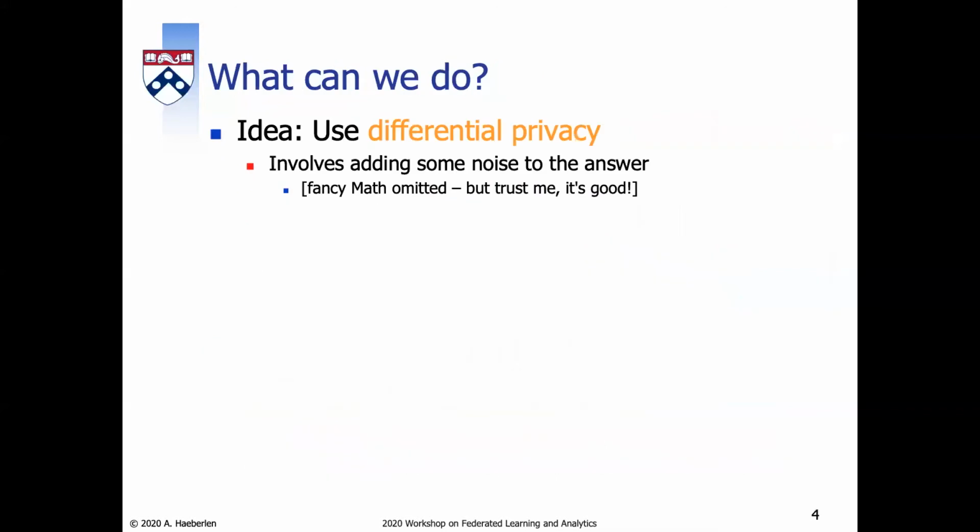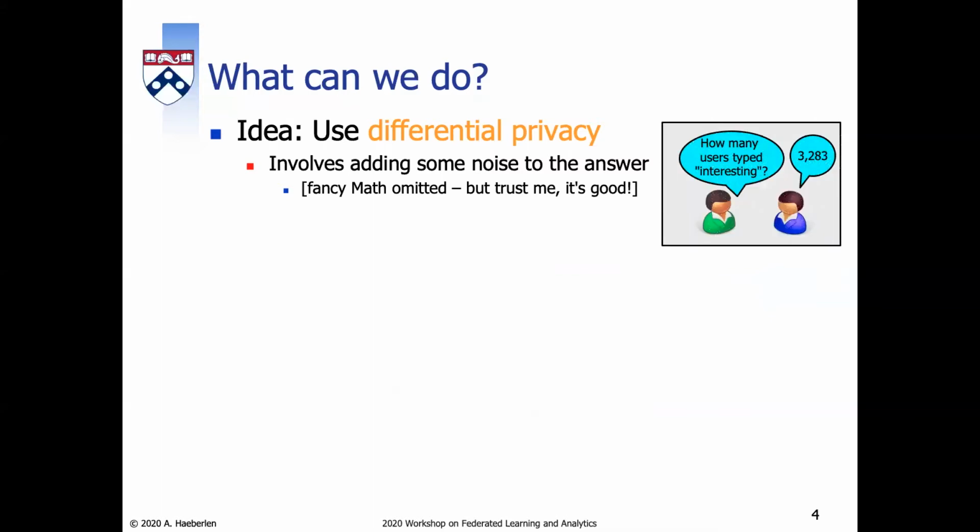So what can we do? One idea for getting the privacy guarantees would be to use differential privacy. At a very high level, what that means is to add a little bit of noise to the answer, so to not give a precise answer, but to have a little bit of imprecision in there. There's a lot of fancy math that has to do with what kind of noise and how much of it, but I'm going to skip that here. At a high level, the aggregator asks how many users typed "interesting," and then rather than saying exactly 3,283, we're going to say 3,278, plus or minus 10 roughly.